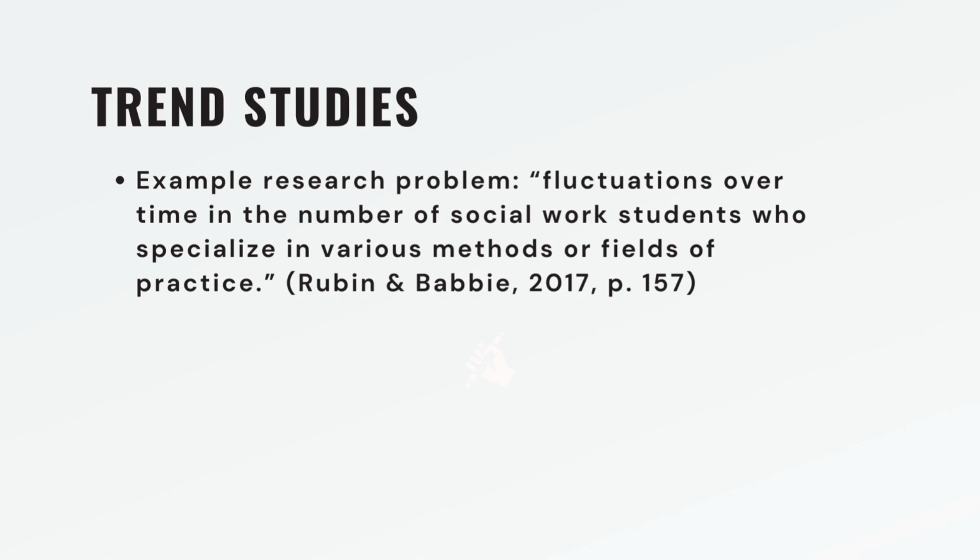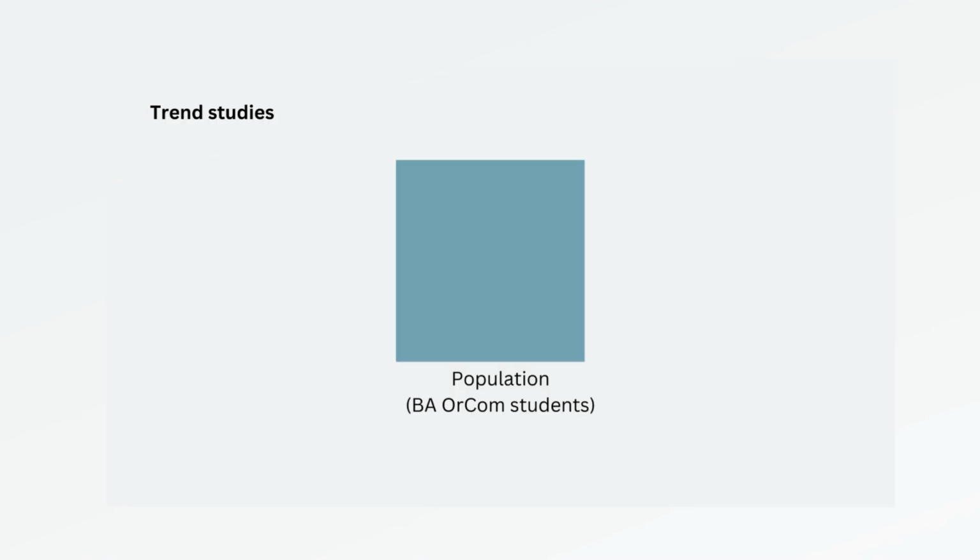Rubin and Babbie give a specific research problem as an example: the identification of fluctuations over time in the number of social work students who specialize in various methods or fields of practice. Here we have the same example as before, utilizing BA Orcom students as our population. Using a sample of 30 participants, the trend design surveys for the first time in 2015, when the population of Orcom students is at around 200.